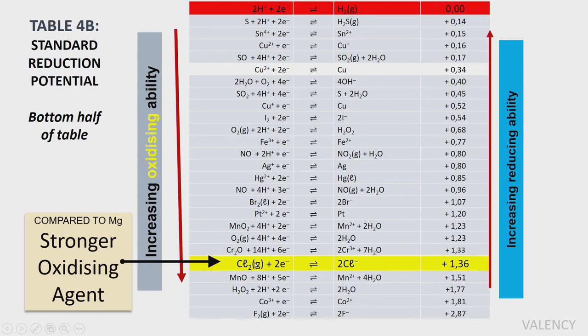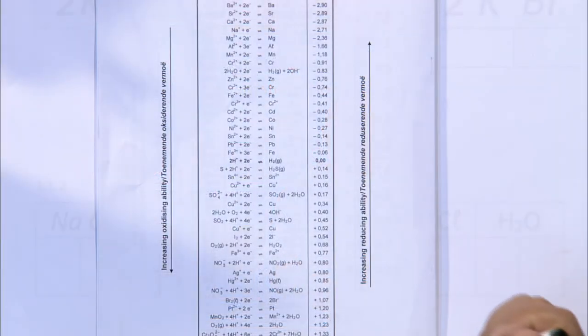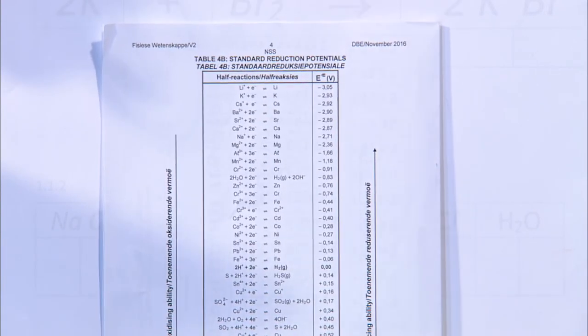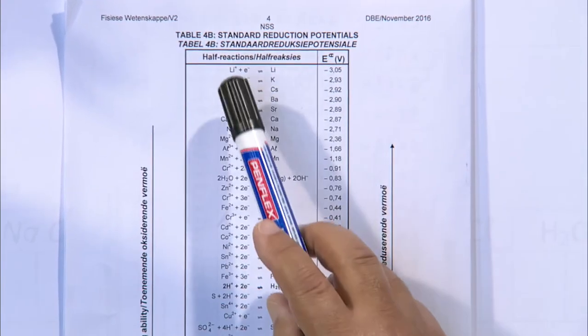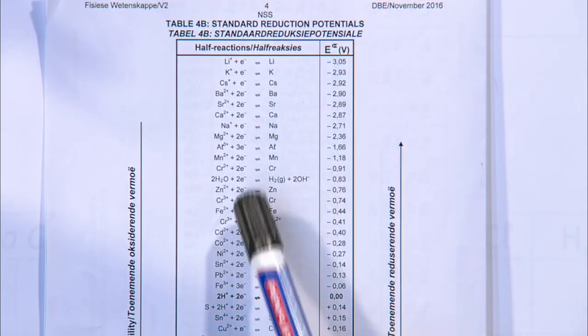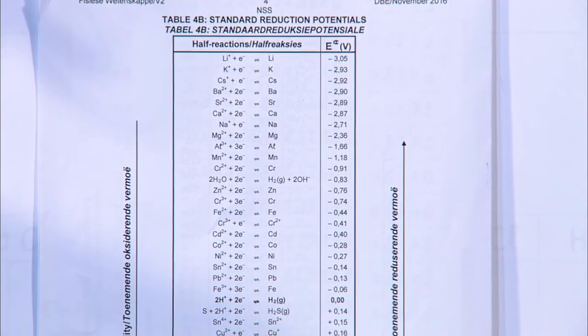What table am I referring to? You might be asking. We are talking about the tables that you normally get in your grade 12 assessments or examinations and class tests, but sometimes you also get it in grade 11. If I zoom in on my whiteboard, you will see that there is such a table. It has a heading, as you can see there. It says table 4B, standard reduction potentials, and that is why I get plus electrons.